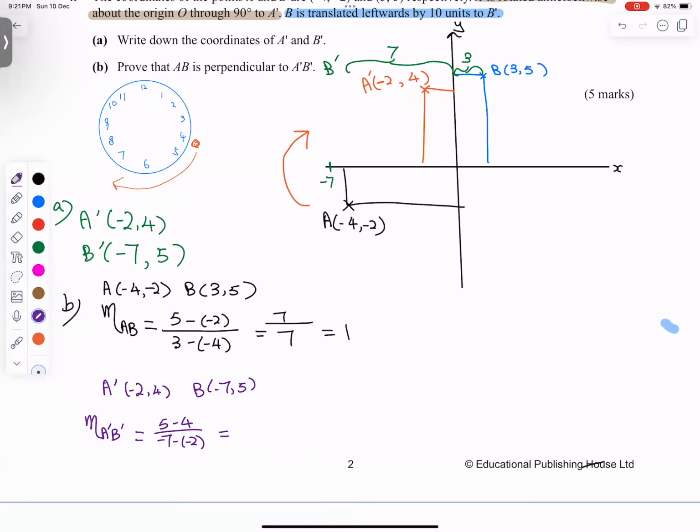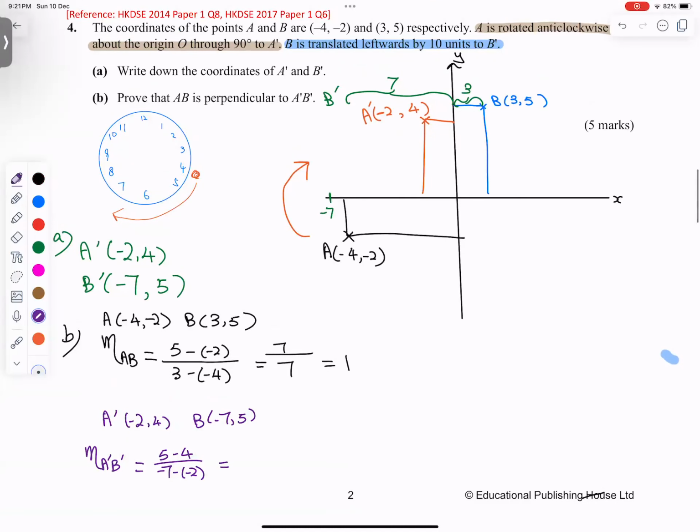Something is going wrong. So what do you get? 7 short. So 1 over -7 plus 2, -5.